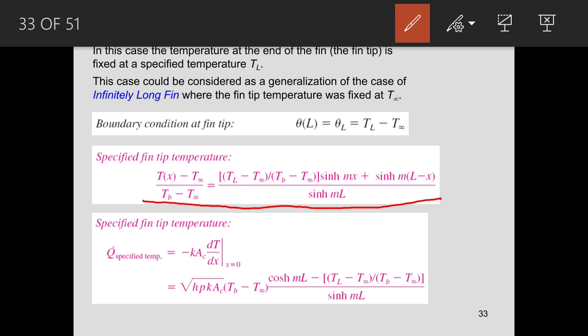And if we substitute this, we can find the total amount of heat transfer from a specified fin temperature condition. Q specified fin temperature = −k Ac dT/dx at x = 0, that means at the base. So this is equal to √(hP k Ac) (Tb − T∞) multiplied by [cosh(mL) − (TL − T∞)/(Tb − T∞)] divided by sinh(mL).